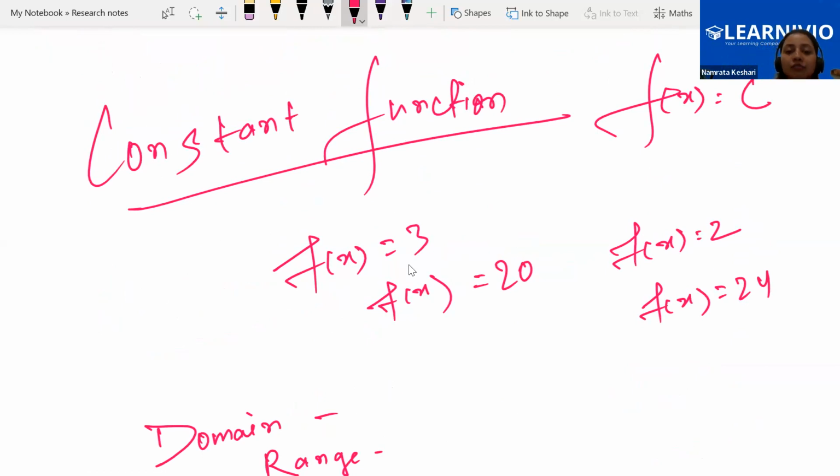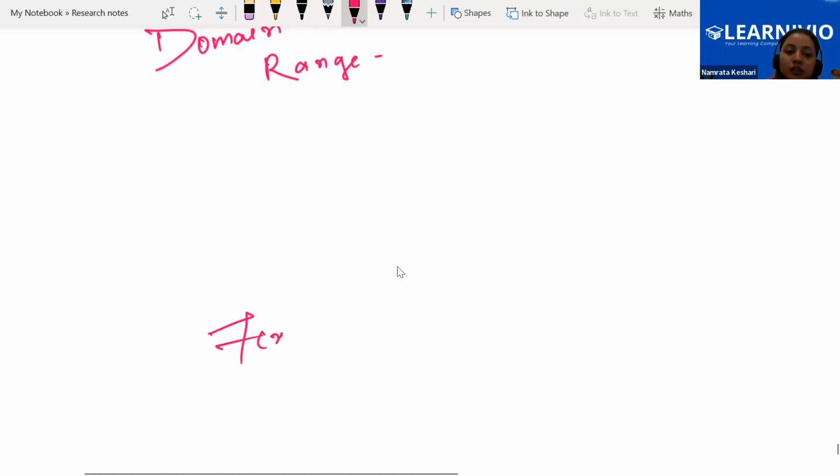Suppose I am writing a function. Naufal, f of x equals 3 is a function. Tell me what the domain is over here. Can you see any x over here? No. That means whatever we want, we can take as x. There is no restriction at all.